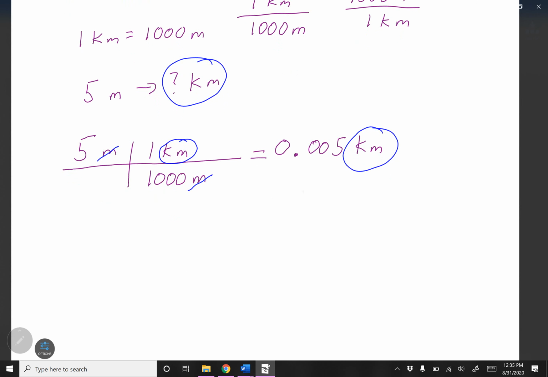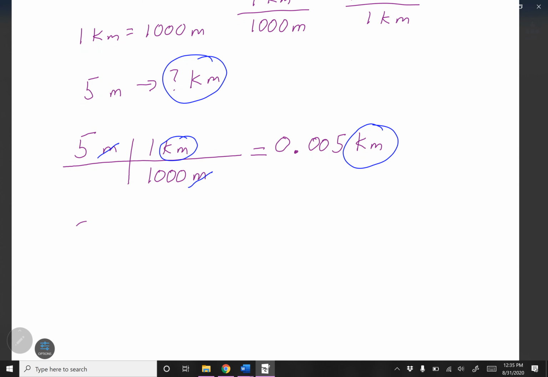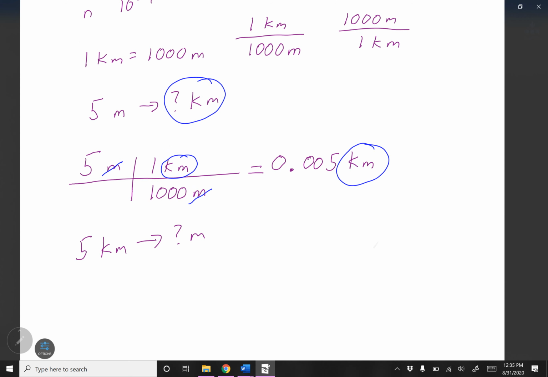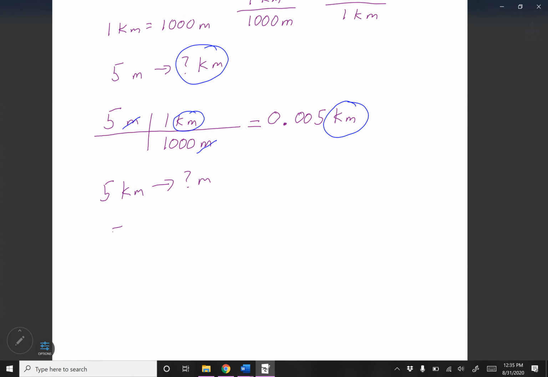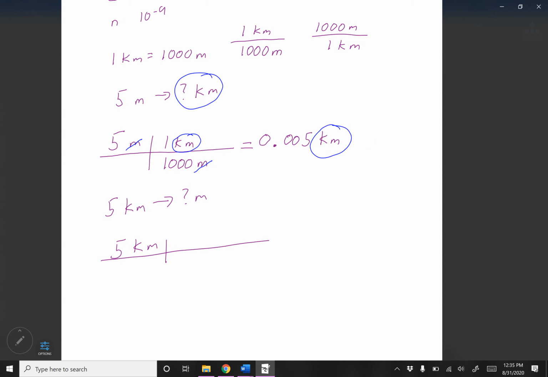And suppose we were going the other way around. So now suppose we had 5 kilometers, and we wanted to know how many meters that is. Okay, so now I'll start my dimensional analysis like this. I'll say 5 kilometers. And now I want to end up with meters, so I'll use the one that lets me end up with meters. So that would be the second one. Okay, so for 1,000 meters, that's 1 kilometer.